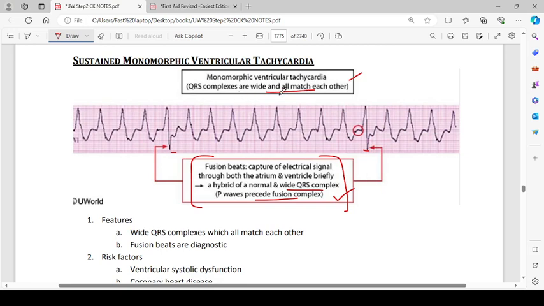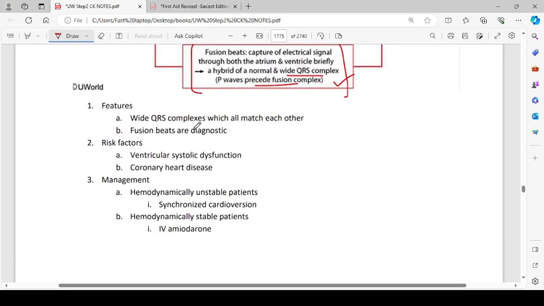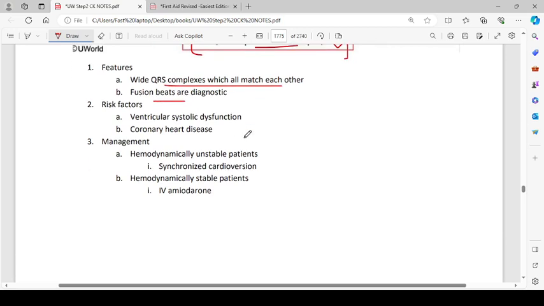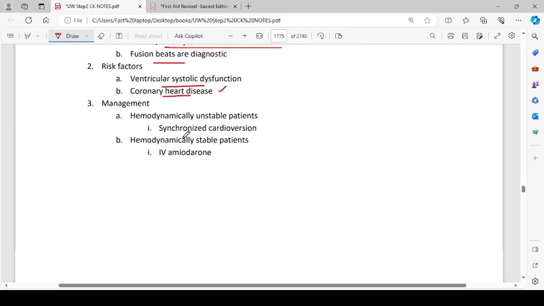Monomorphic ventricular tachycardia: QRS complexes are wide and all match each other. So the features are wide QRS complexes which all match each other. Fusion beats are diagnostic. The risk factors include ventricular systolic dysfunction and coronary heart disease. For management, for hemodynamically unstable patients do synchronized cardioversion, and for hemodynamically stable patients we can give IV amiodarone.